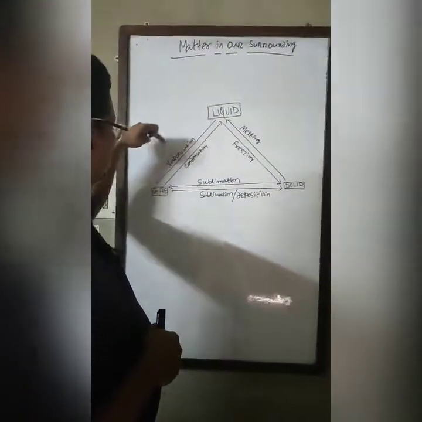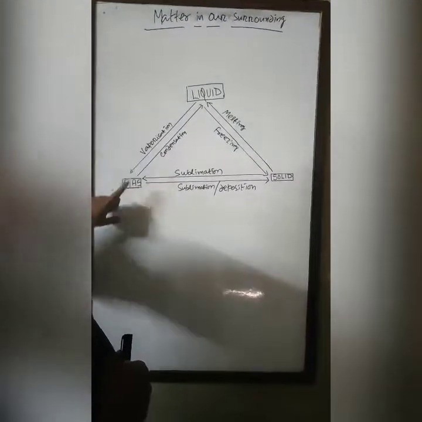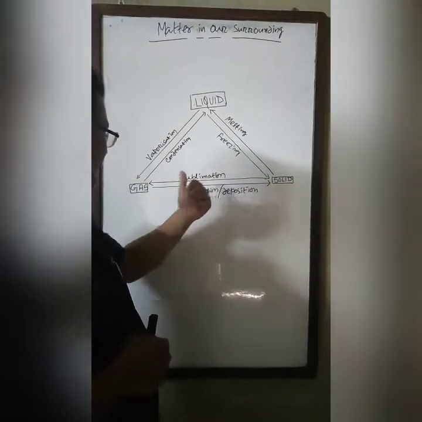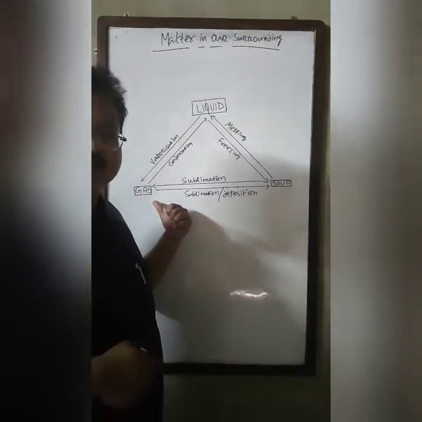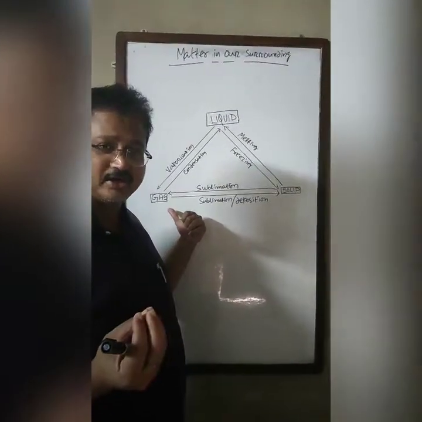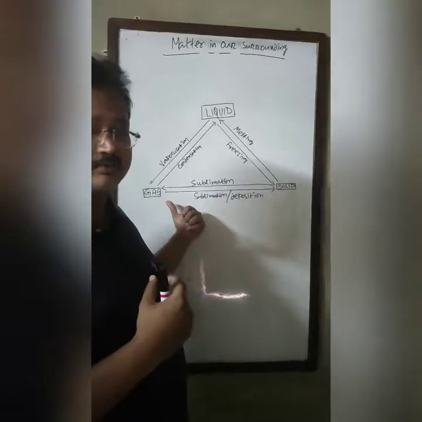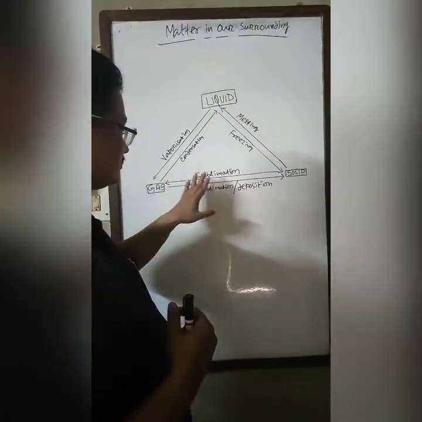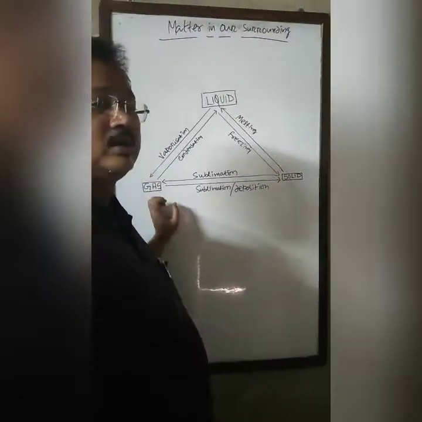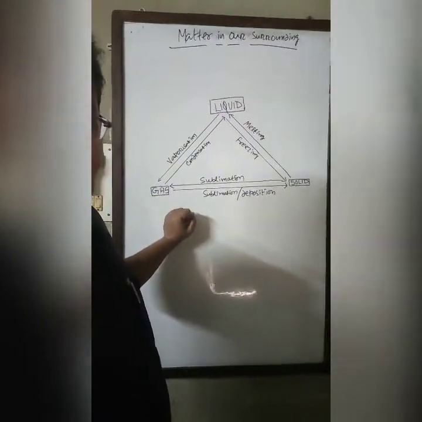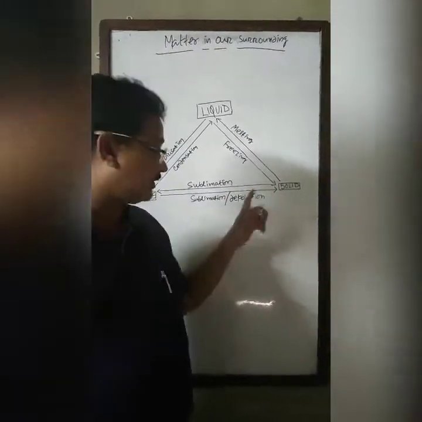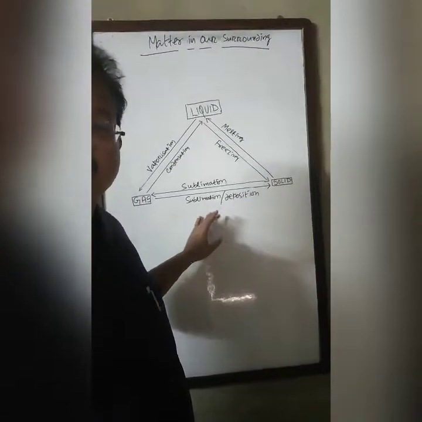Similarly, liquid to gas is vaporization, and gas to liquid is condensation. Similarly, a solid can directly change to gas in some cases, like solid ammonium chloride. When heated, it forms a sublimate, and that process is called sublimation. Similarly, the particles of the ammonium chloride vapor can condense and be deposited again to form a solid. That process can be called deposition or sublimation.